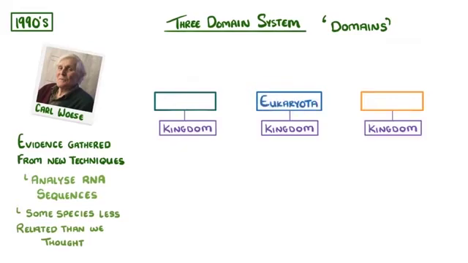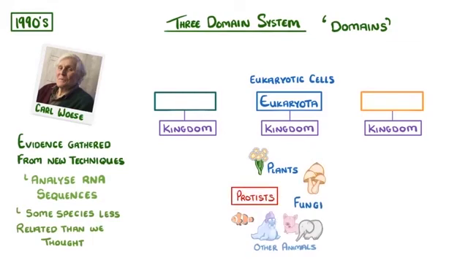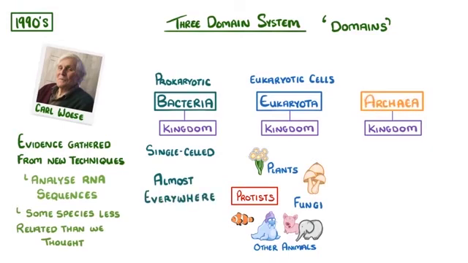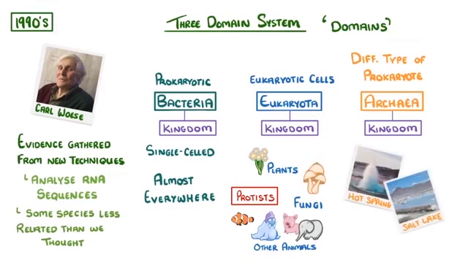So the domain Eukaryota includes all of the eukaryotic cells, such as the plants, the fungi, protists, and the animal kingdom. There's the domain Bacteria, and that's the single-celled prokaryotic kingdom, and they occur almost everywhere. And there's the Archaea domain, and the archaea are a different type of prokaryote, but they live in more extreme environments such as hot springs and salt lakes. The bacteria, prokaryotes, are often referred to as the true bacteria. Archaea are often referred to as primitive bacteria.